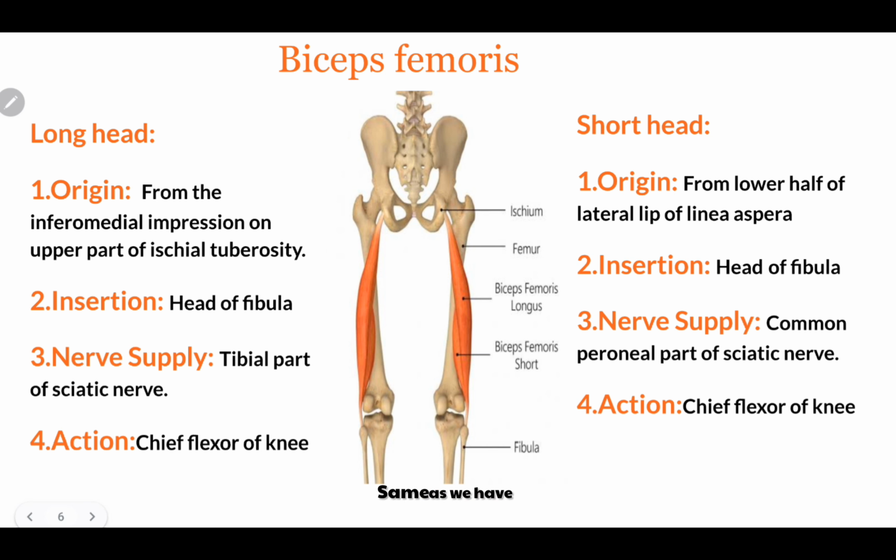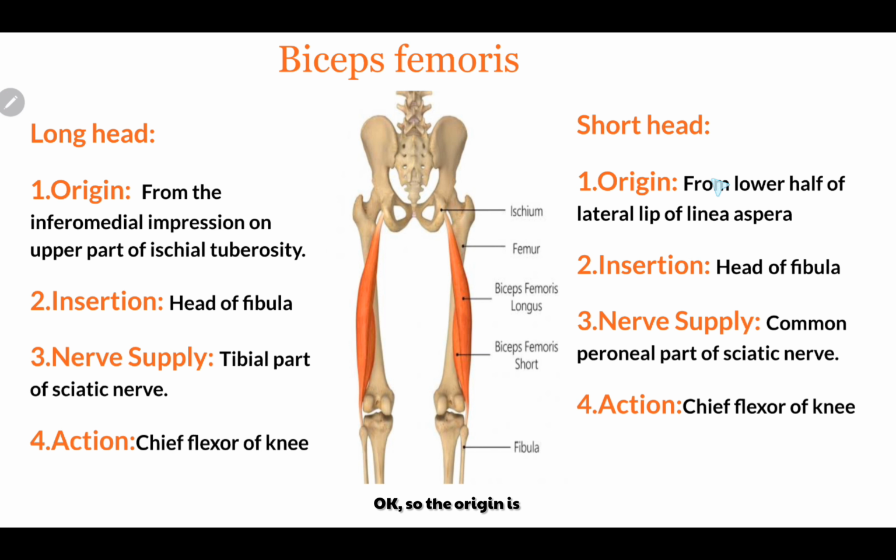Nerve supply, same as we have seen before, tibial part of sciatic nerve provides the nerve supply to the long head of biceps femoris. Then action is they are the chief flexors of knee. Now the short head of biceps femoris. You can see here, this is the short head of biceps femoris.